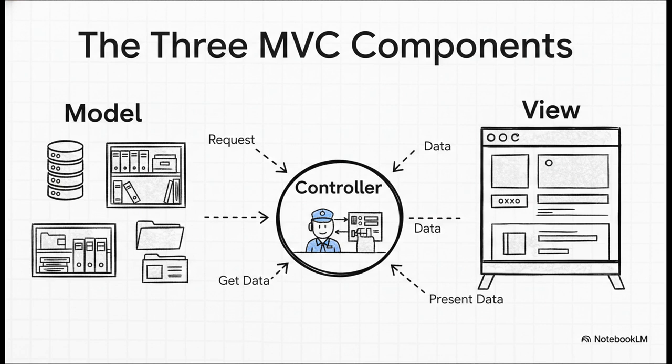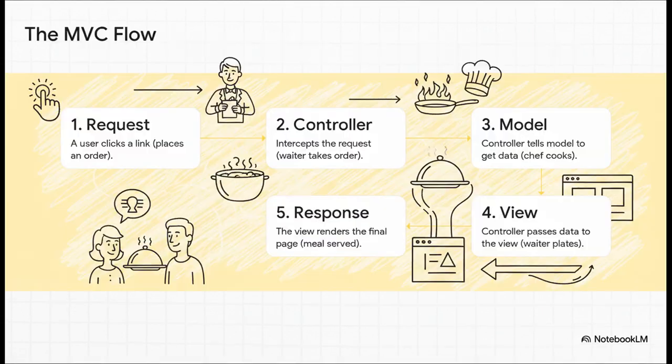It takes all the incoming requests, tells the model what to do, and then picks the right view to show the user. This restaurant analogy just makes it all click. You, the customer, make a request. You place an order. The waiter, our controller, takes that order.